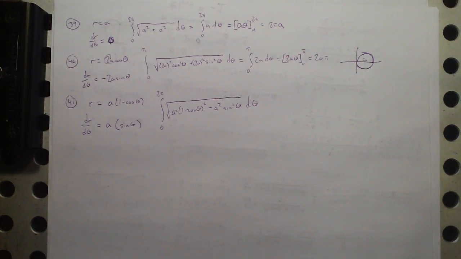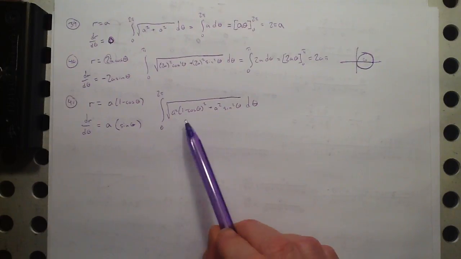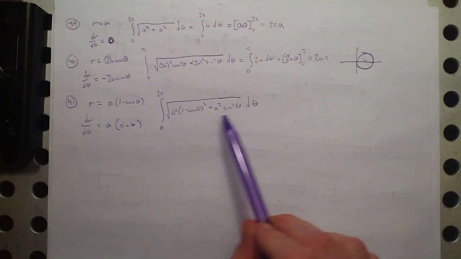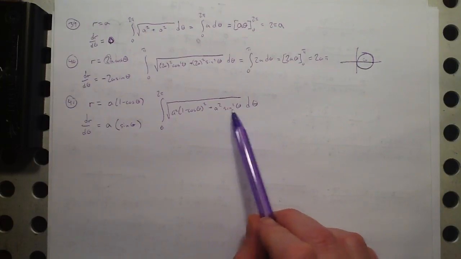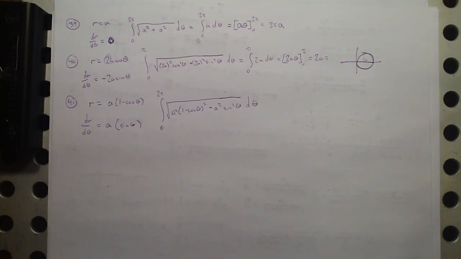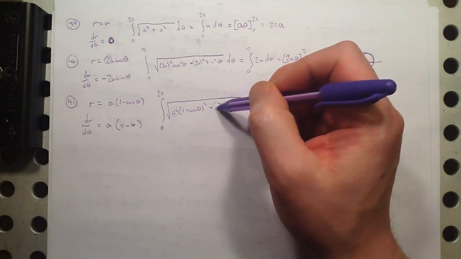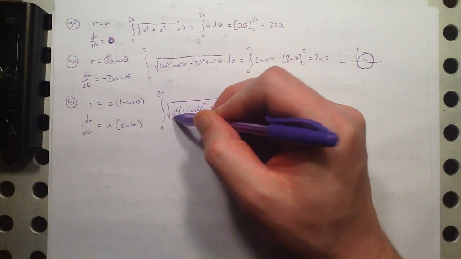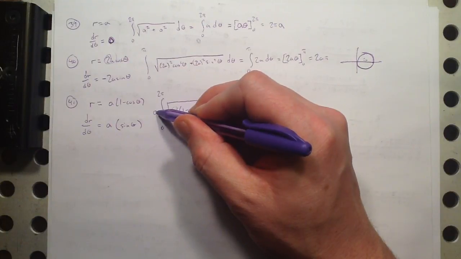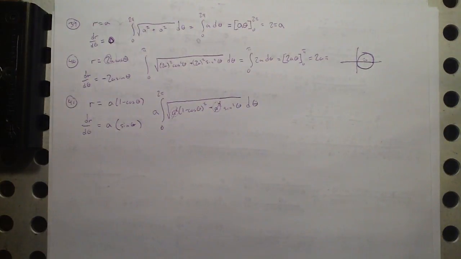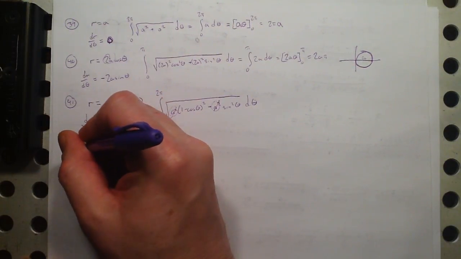There's some simplifying that could be done here. If you FOIL this out, there is going to be a cosine squared times that, and there's the sine squared times that. You could also just factor that a squared out to the front, and it's a constant, so it can cross that barrier there. But I'm really interested in just you being able to set that up, so I'm going to leave it there.